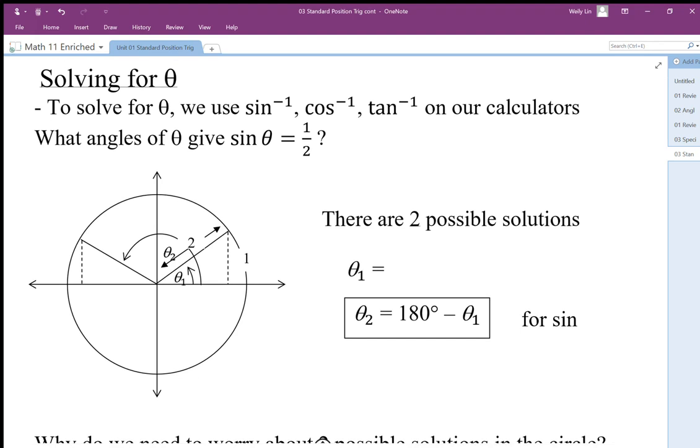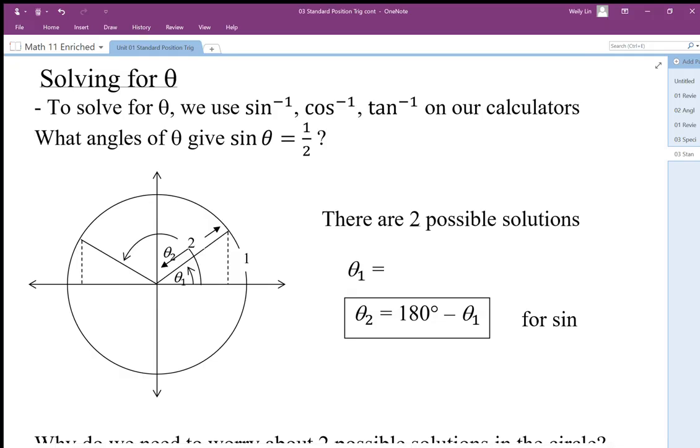Solving for theta is when we go from angle to ratio. Okay, so we have, from ratio to angle, and we use the inverse sine, inverse cos, inverse tan, or the inverse function. We need to undo the ratio calculation.